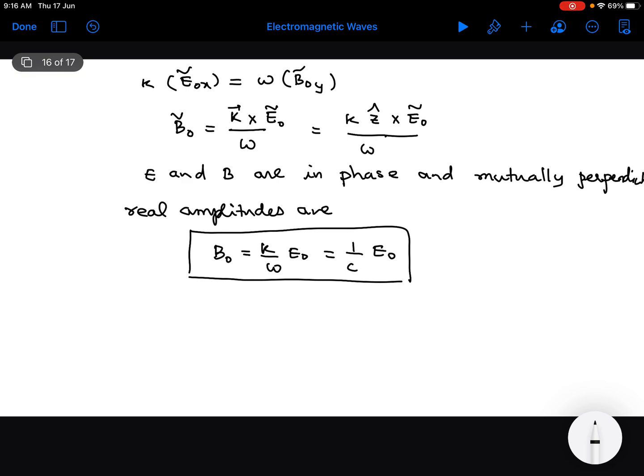So now we can also write this using del cross B.